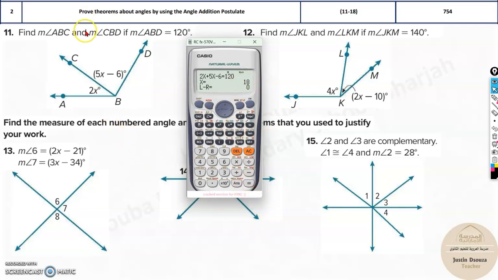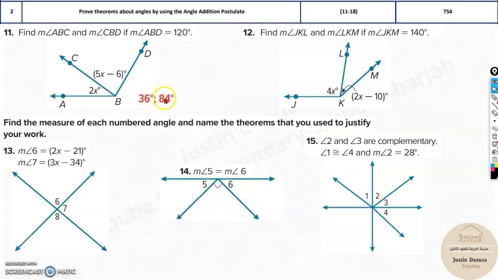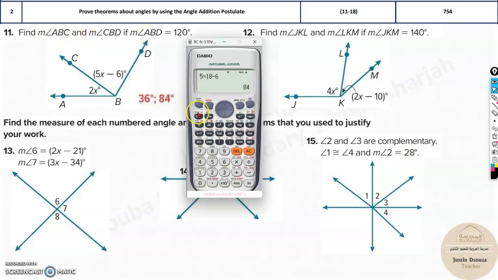The x value is 18, but what you want is CBD. So instead of x, put 18, minus 6. And now this is the answer, 84. Now over here, x was 18. Oh, sorry, we have to find both. I just saw CBD. We know x was 18. 18 times 2 is 36. That's it. This was 54 and this is 36.